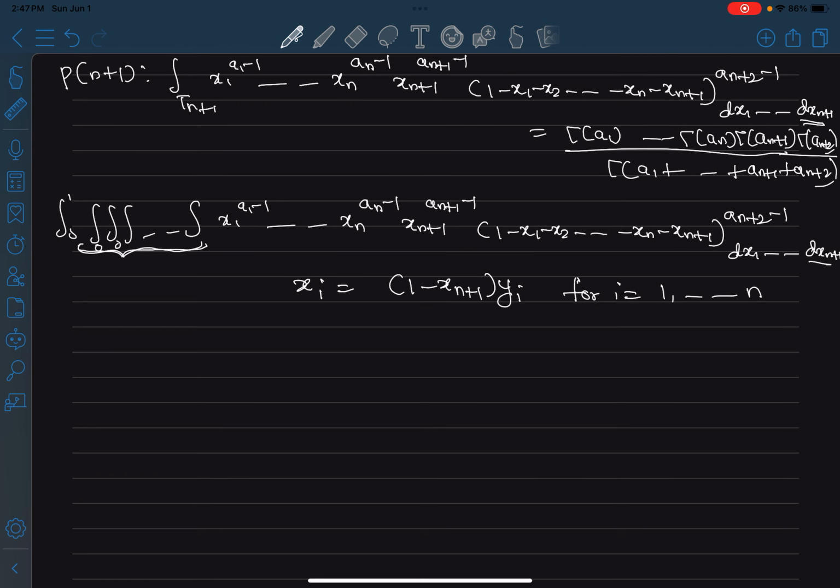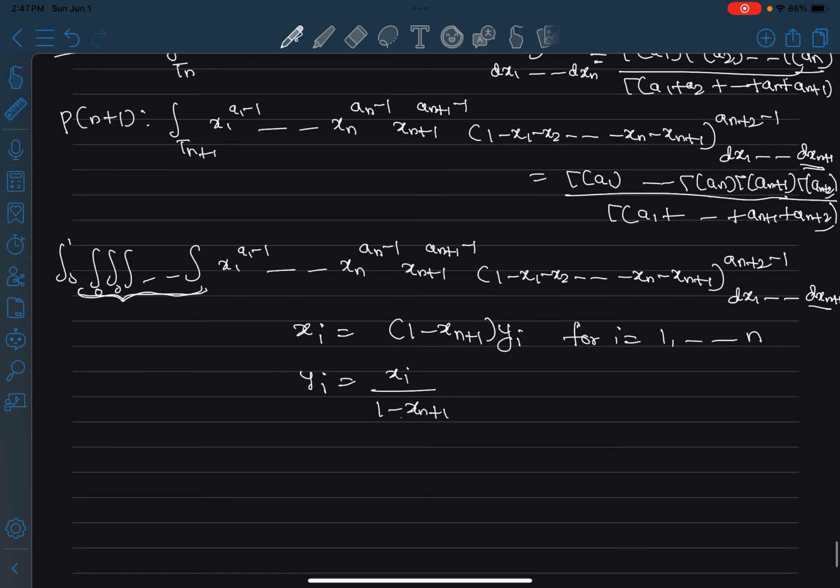To find that, first of all, we know that yi is xi divided by 1 minus xn+1, right? And since this xn+1 is less than 1, because the sum of all the coordinates was less than 1, definitely it's less than 1, right? And also xi is positive. So from here we can infer that every yi is also positive.